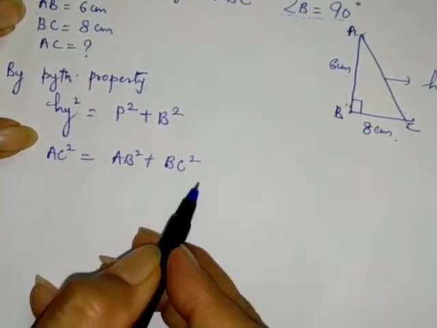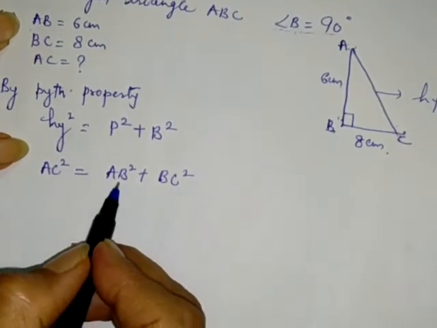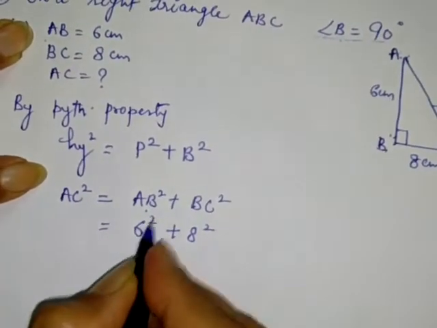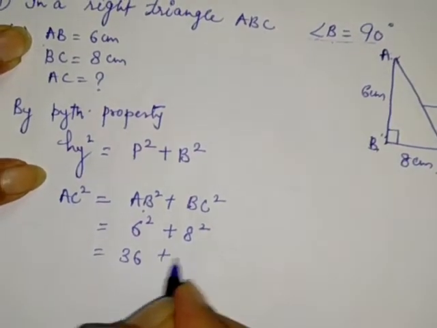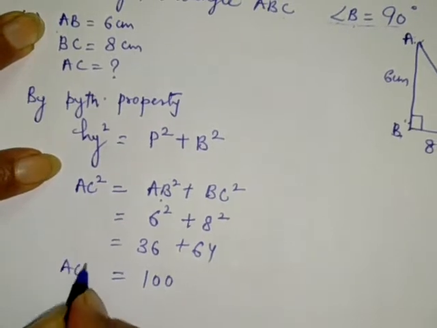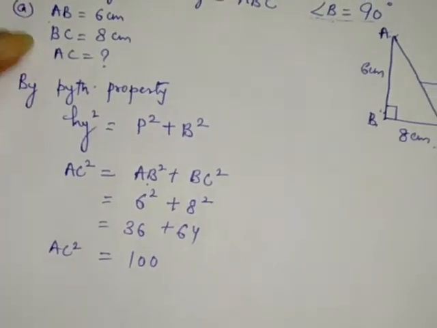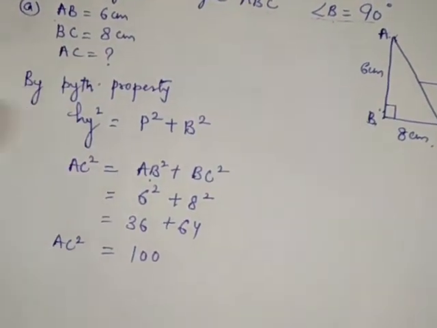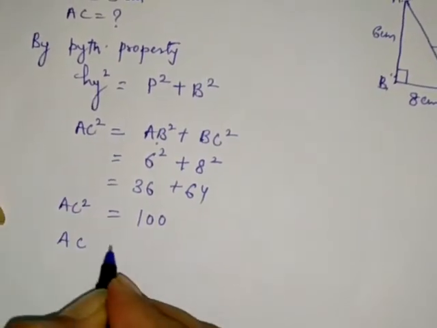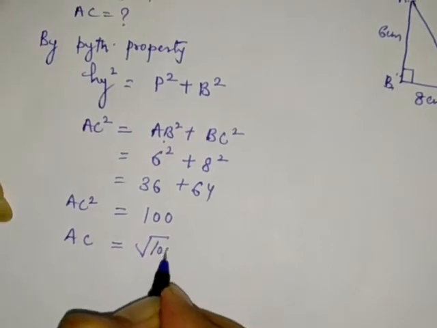So put the values whatever is given to you. AB was given to you as 6. So 6 square plus 8 square. Now 6 square is 36, 8 square is 64. On adding it you get 100. Now this is the value of AC square, but I have to find out only AC. So how can I find? Now I will be taking square root on both the sides. So it becomes AC is equal to square root of 100.